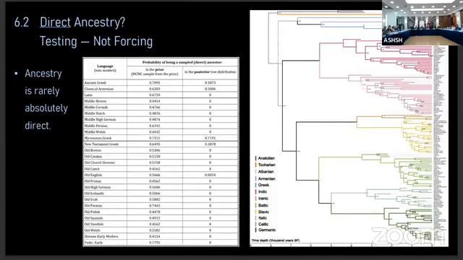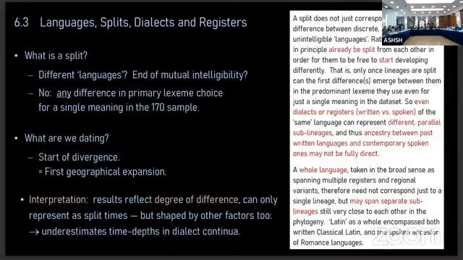We didn't do the direct answer force thing. Again, you can ask questions on that. The one thing I do want to stress is that if you see a split in that tree, it is not a language event. Languages do not have a date of birth.